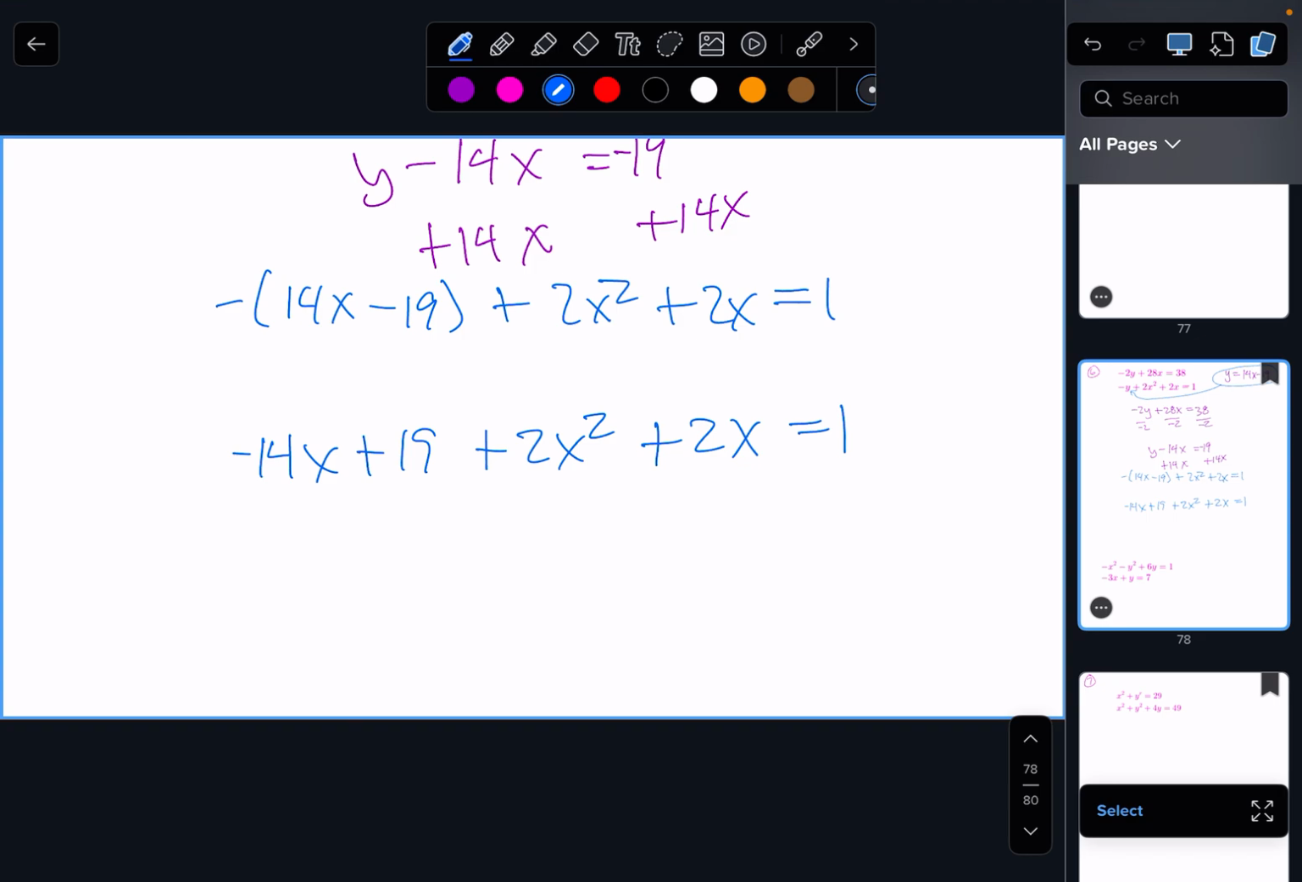I'm going to make it equal 0 because it's a quadratic. So 2x squared minus 12x plus 18. Did I do that right? Oh yeah, 12x, thank you.